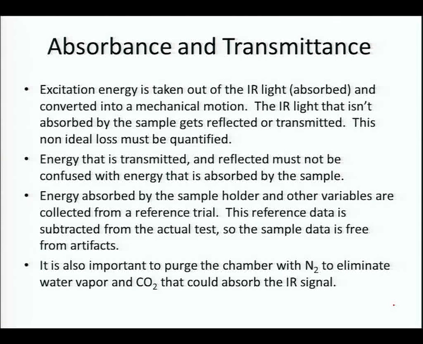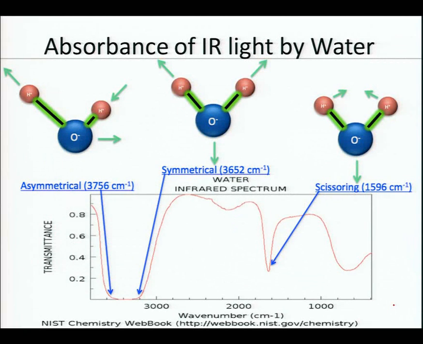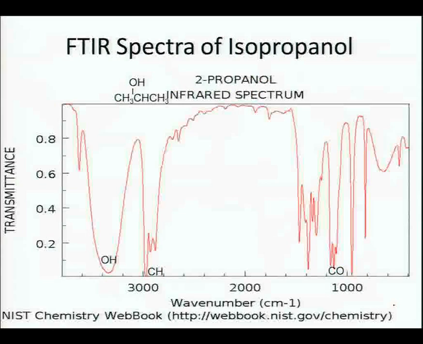So what we're trying to do at this point is look at what's been transmitted through the sample and what's been absorbed by the sample. And what we want to do is eliminate absorbance from the sample holder and from water vapor and carbon dioxide. This cartoon shows us the different forms of water and how this water is going to absorb the infrared light. These are saved in a computer, and you can compare them to your sample in a library.